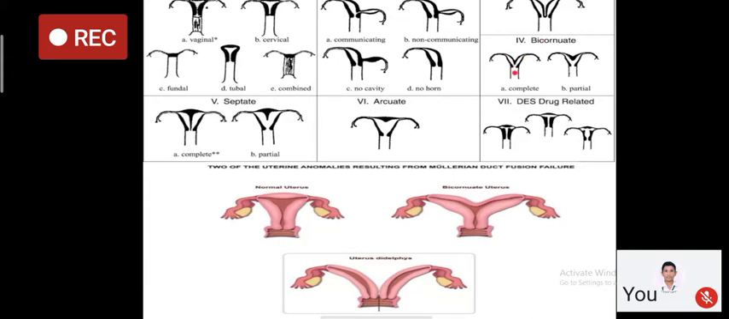What is bicornuate? Single cervix. Both horns in the cervix, single cervix. There could be complete canalization. There could be partial canalization. Another is the septate. You can get a septa because externally there is only one uterus, but there is a septa inside. You can see a septa.